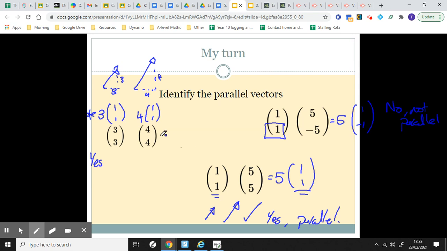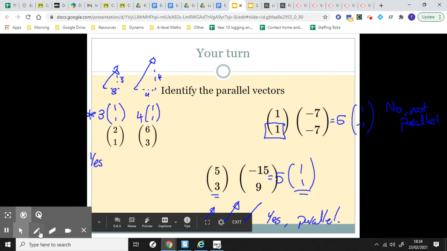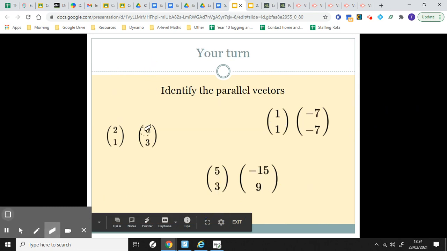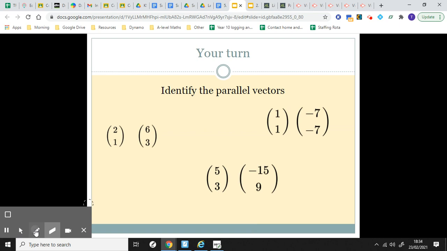Okay, so all you're doing is you're almost factorizing out a common factor to show that the vector that is left is the same thing. If you can do that, then you've justified that those two vectors are parallel. Okay, see if you can use that logic to answer these ones. Are they parallel?